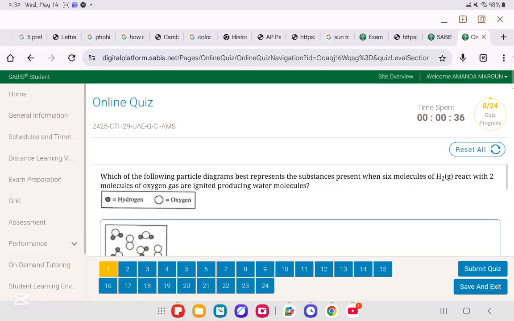So, which of the following particle diagrams best represents the substances present when 6 molecules of H2 react with 2 molecules of oxygen gas are ignited producing water molecules? So they said what? They said H2 will react with O2 to form what? To form water molecules. Water molecules is H2O.